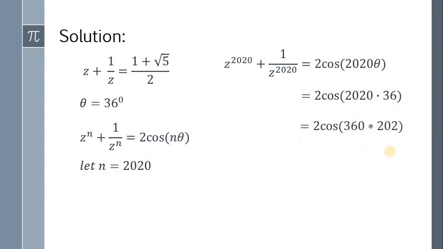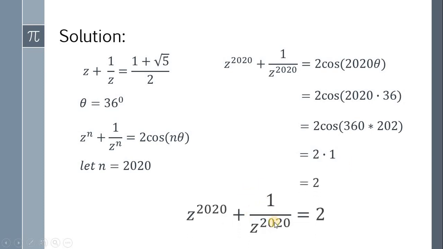Now, notice that the angle is a multiple of 360 degrees. Now, cosine of an angle which is a multiple of 360 degrees is equal to 1. Therefore, it becomes 2 times 1 or simply 2. Therefore, z raised to 2020 plus 1 over z raised to 2020 is equal to 2. And we're done.